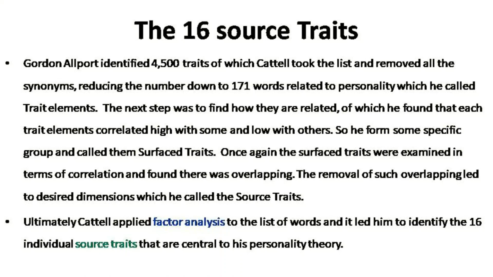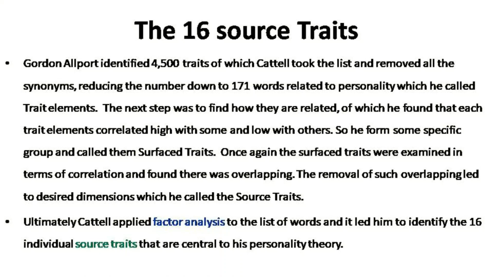The 16 source traits. We have learned earlier that Cattell tried to advance further the trait approach which was advocated by Allport. Now, Allport identified 4,500 traits, of which Cattell took the list and removed all the synonyms, reducing the number down to 171 words related to personality, and he called these words the trait elements. The next step was to find out how they are related, and he found that each trait element correlated highly with some and low with others.